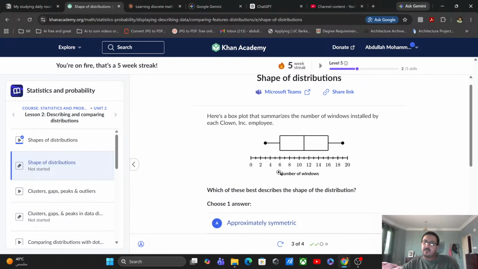Not symmetric when it starts. I don't know what these are. Starts with 3, ends with 19. So 19 minus 3, that's 16. 16 over 2, that's 8. So it should be 8. That's 8, am I correct?